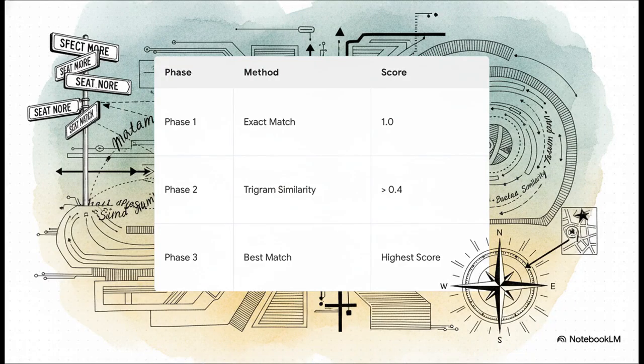It uses this progressive three-phase strategy. First, it goes for the easy wins, the perfect, exact matches. Then, for everything that's left over, it uses a really clever algorithm called trigram similarity to find things that are close matches. And finally, it looks at all the potential candidates for a street and picks the single best one.